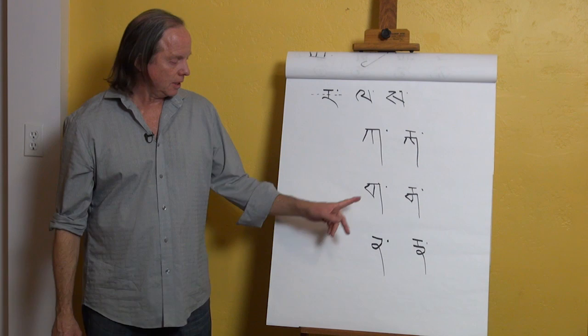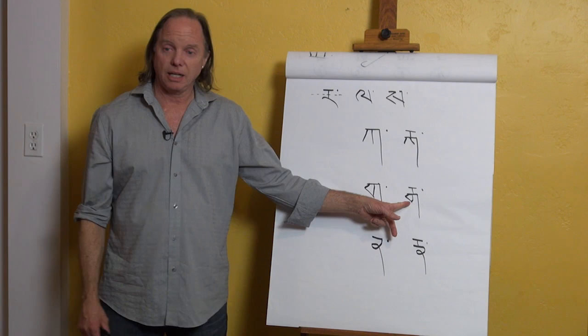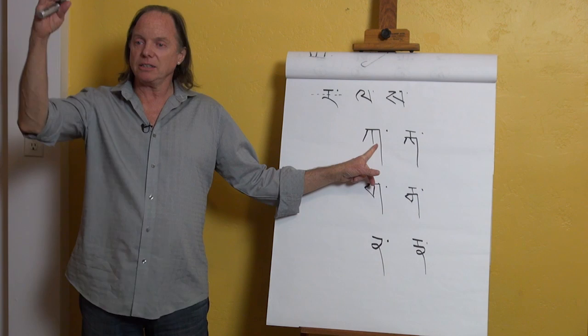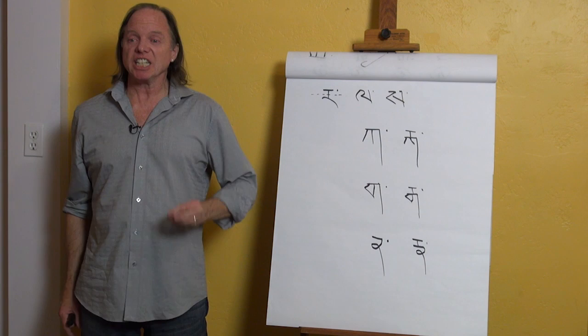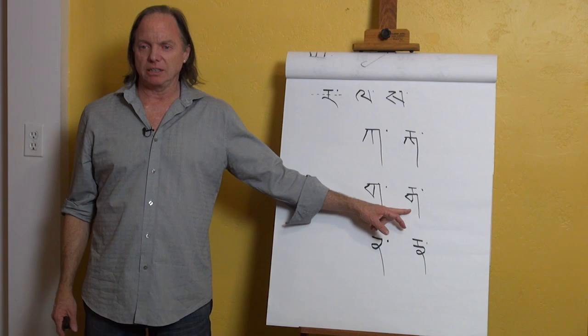Ka. Ga. Come on, come on. Ka. High tone. Ka, no change. You can't make it stronger. It's already as strong. First column's already as strong as it can get. Okay? Third column can change. It can unaspirate. Unvoice. Ka. Ga. Got you.